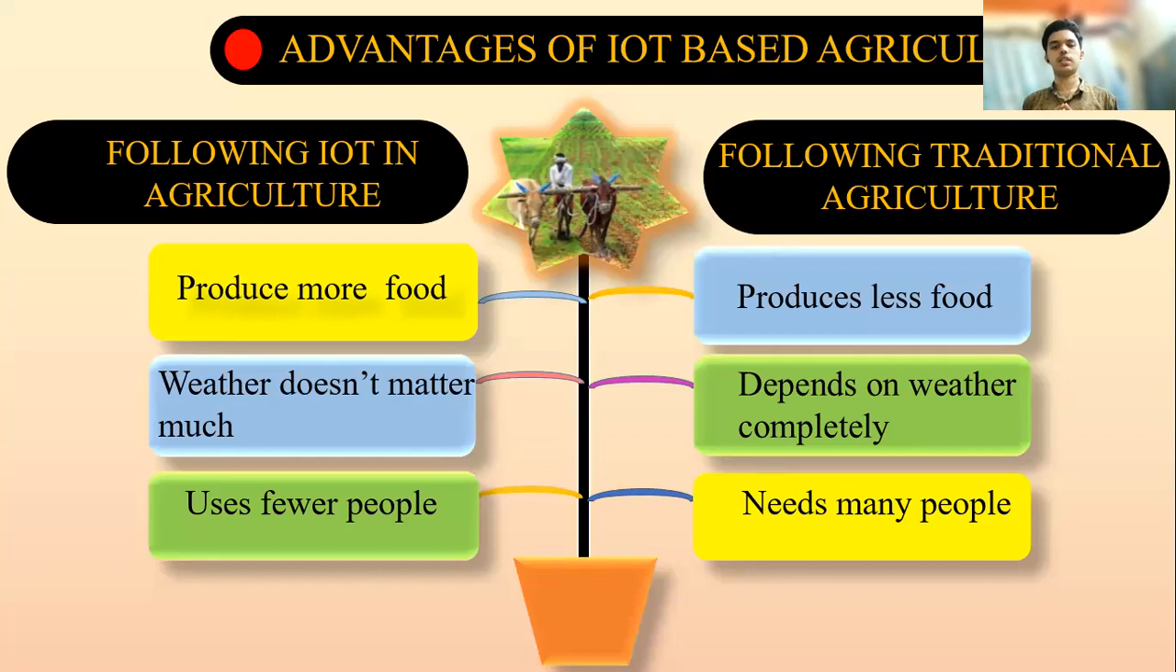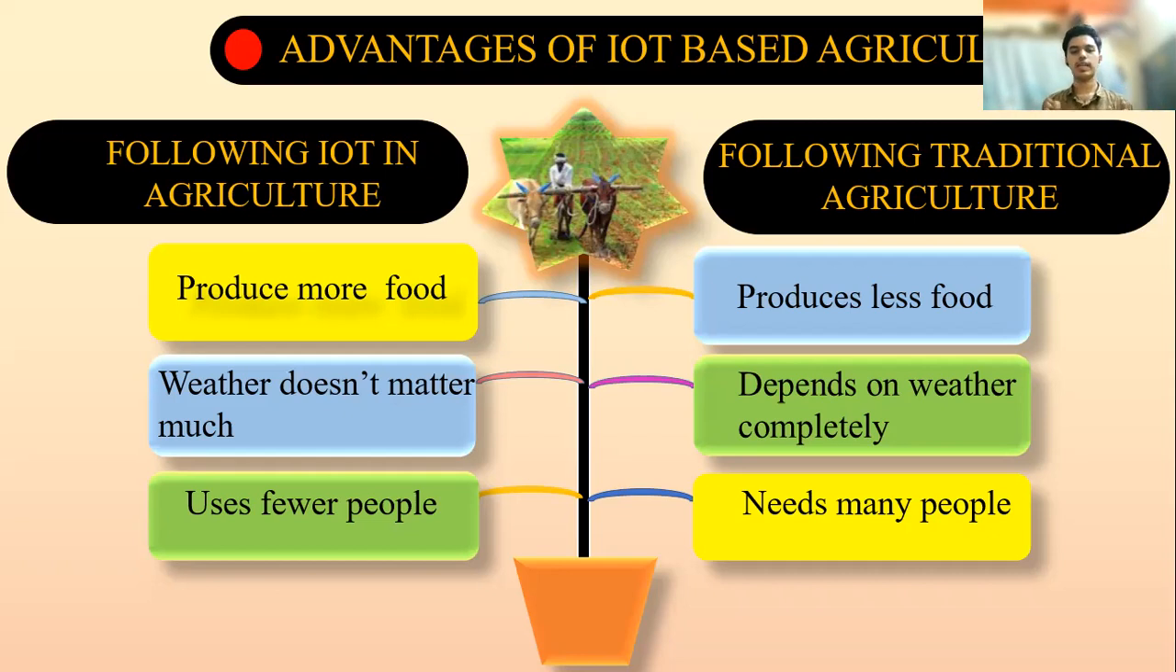In IoT agriculture, we produce more food because crops are less affected by pests and other animals, since they are maintained in an environment which is very hygienic, so the yield is very high. Whereas in traditional agriculture, there is very little yield because there may be damage through pests and pesticides, and animals can damage the crops. We can get less product from that.